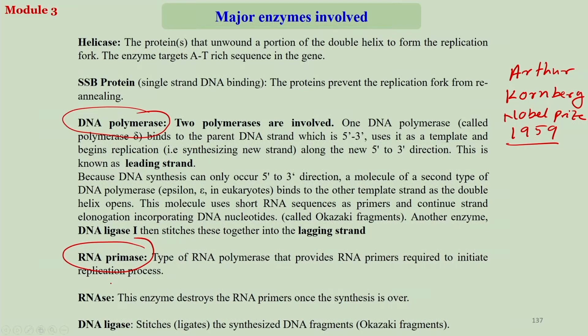We will need to cleave those RNA primers later on, and that is why we need the enzyme RNase. RNase is the enzyme that destroys the RNA, or the RNA primers. And finally, we need to stitch the fragments together, or ligate things together, and that is done by the enzyme DNA ligase. So, these are the key proteins involved in the whole replication process.